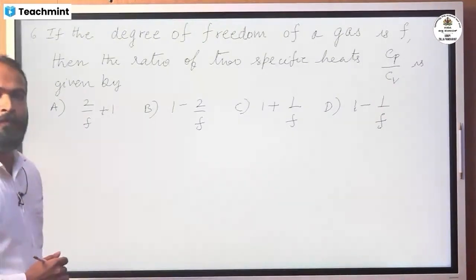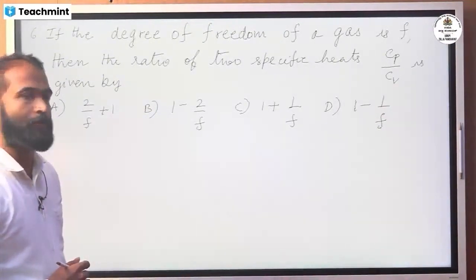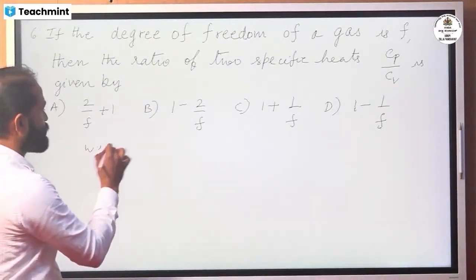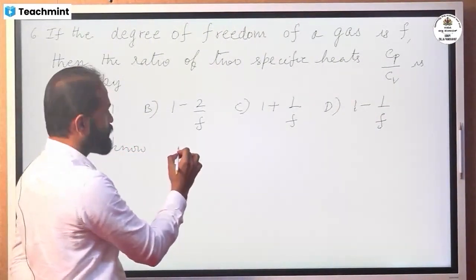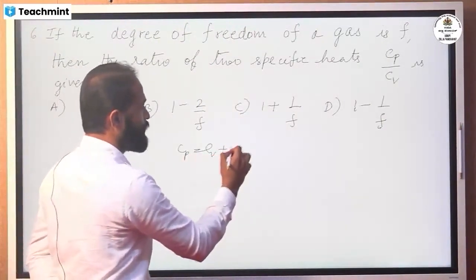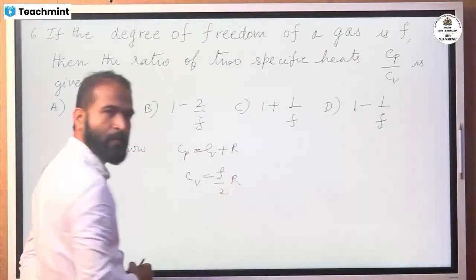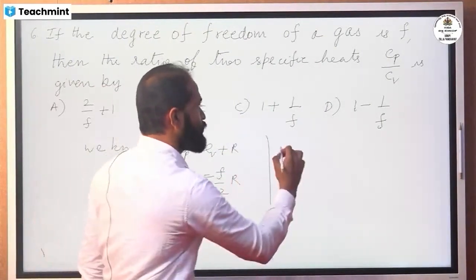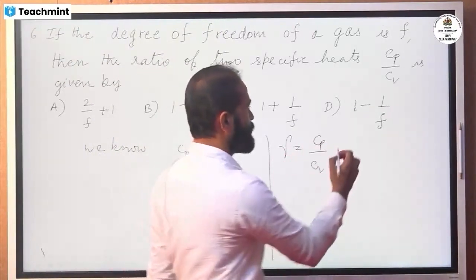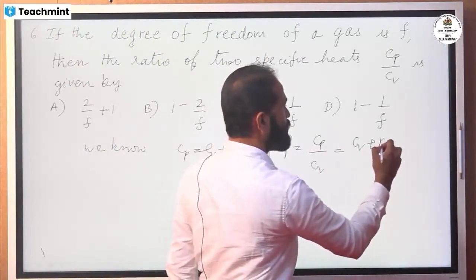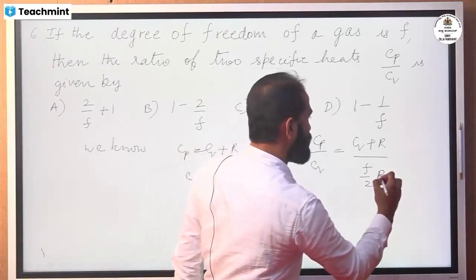If the degree of freedom of a gas is F, then the ratio of two specific heats, Cp by Cv, is given by. So we know the relation between Cp and Cv. According to Mayer's equation, Cp can be written as Cv plus R, and Cv is also nothing but F by 2R. So let's substitute and find out the ratio. Gamma is asked, so that is nothing but Cp divided by Cv. So Cp can be written as Cv plus R divided by Cv, which is F by 2R.